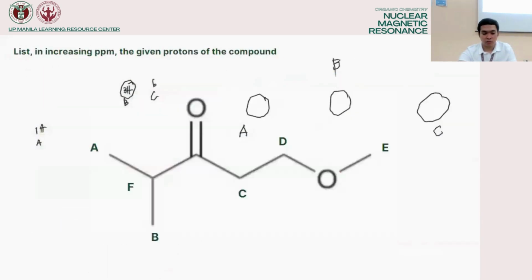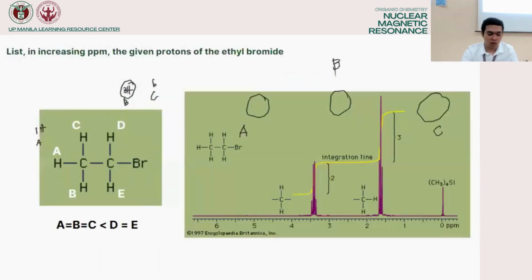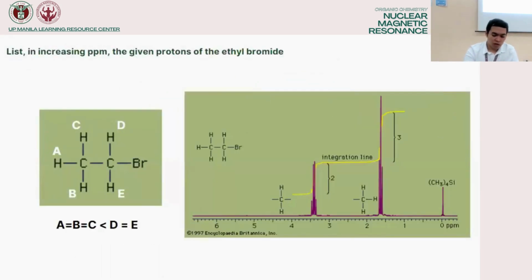Earlier, I showed this to you. As you can see, there is an integration line, 2. So when you write it there, this is 2 hydrogen, this is 3. Okay? So, that's it.